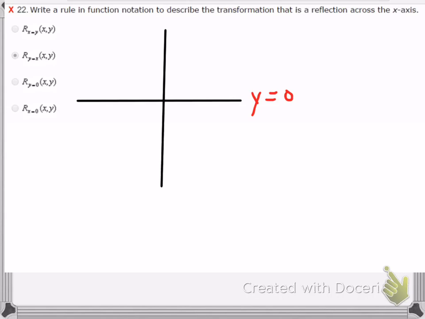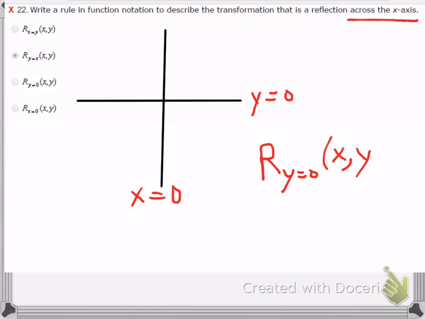And similarly, every point on the y-axis has an x value that is equal to zero. So the y-axis is defined to be the place where x equals zero. The equation of the y-axis is x equals zero. So if we're writing or describing a transformation that is a reflection across the x-axis, okay, the x-axis is y equals zero. So we're going to reflect across y equals zero, whatever our point is. So there's just an arbitrary x and y value that we give there. So a reflection across the x-axis is a reflection across y equals zero.